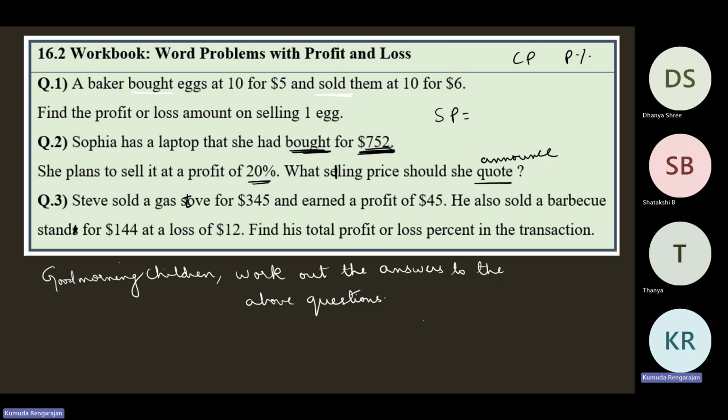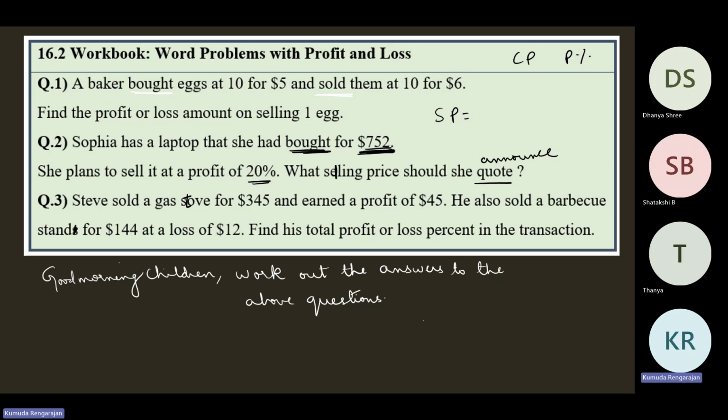So a barbecue stand is something which is used to roast vegetables or whatever food. Usually it's not electric. It may also be, but a barbecue stand is mostly one where the fire is created using charcoal or wood. Wood is burned to create fire to roast the food, or charcoal is burned to create fire to cook or roast the food. So that's the difference between a gas stove and a barbecue stand.